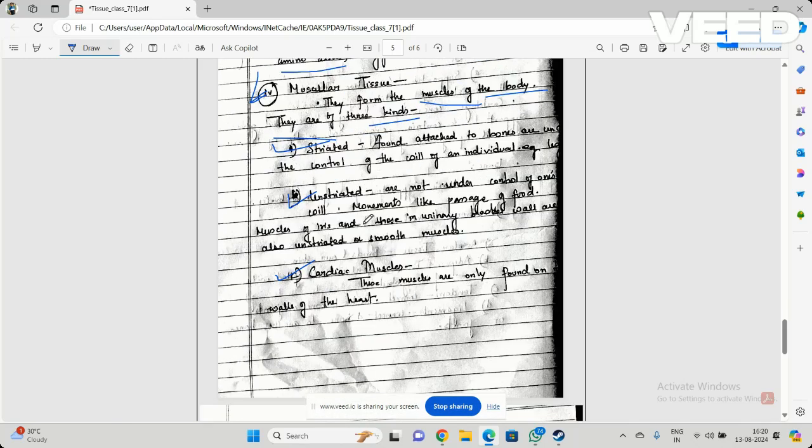Striated muscles are found in the bones that are under our control. The bones which are under our control, those are striated muscles. Example: the muscles of our arm, the muscles of our leg.